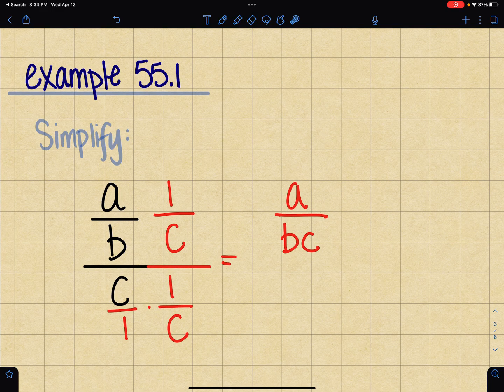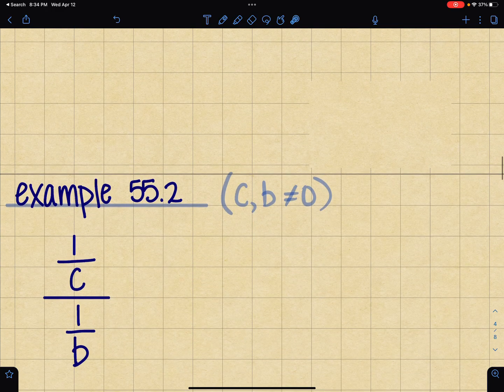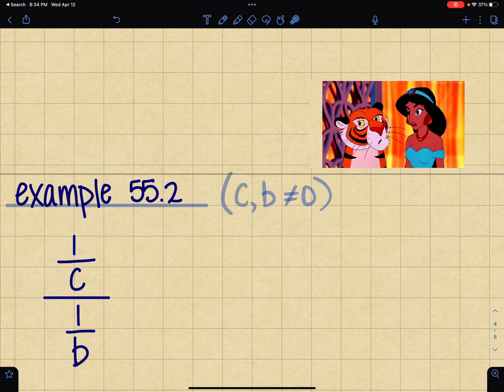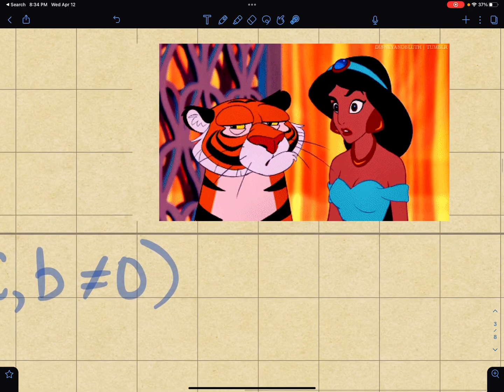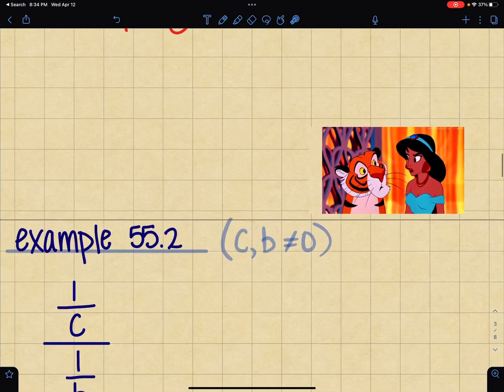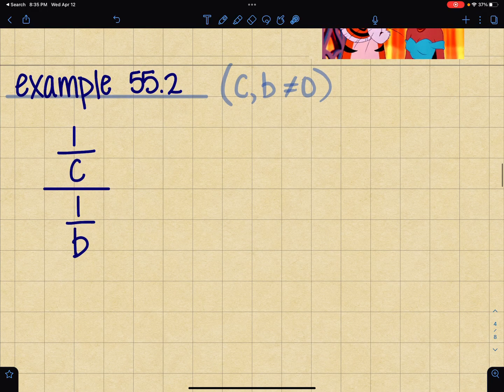Bam! Did you see that? You take a fraction over a fraction, and you've got it, right? Are you feeling like this right now? You feeling like this? I'm sorry if you are. That's okay. That's because we need to do more examples. Let's do that again. That was fun.